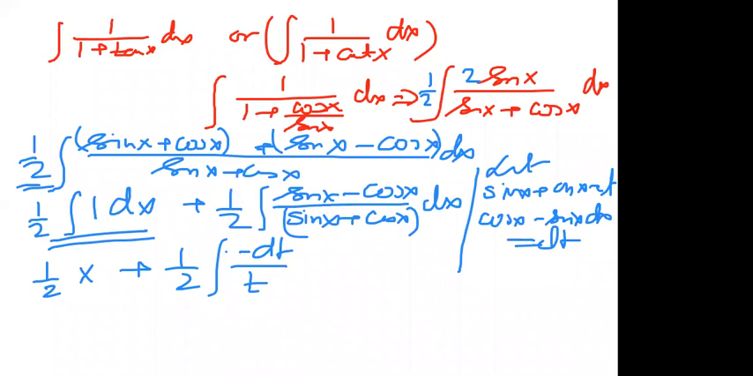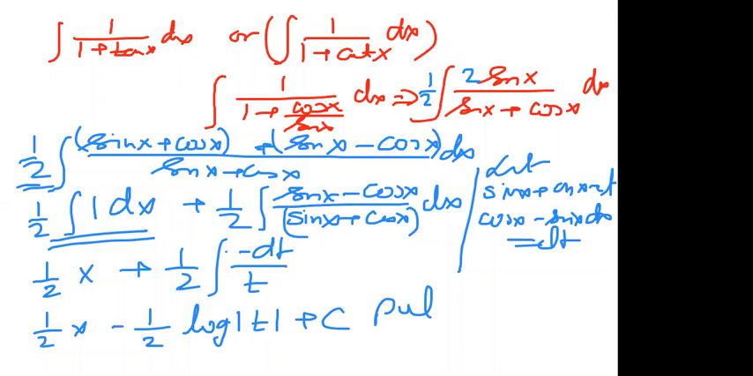So it will become 1 by 2 x minus 1 by 2. 1 upon t will be log mod t plus c. Put t and you will get the answer. t is sin x plus cos x. So this is one of the very good questions. Two similar types of questions are there. You must take care of these two questions. These are good and important for the board examination also.